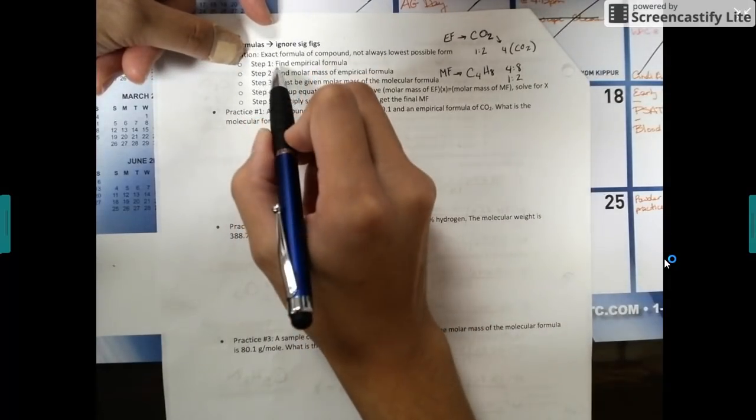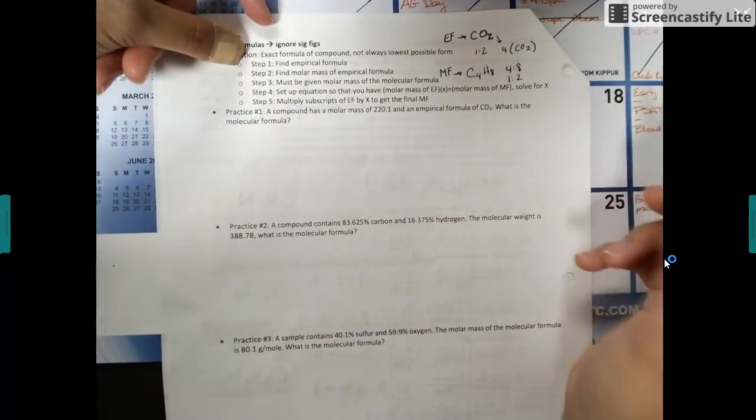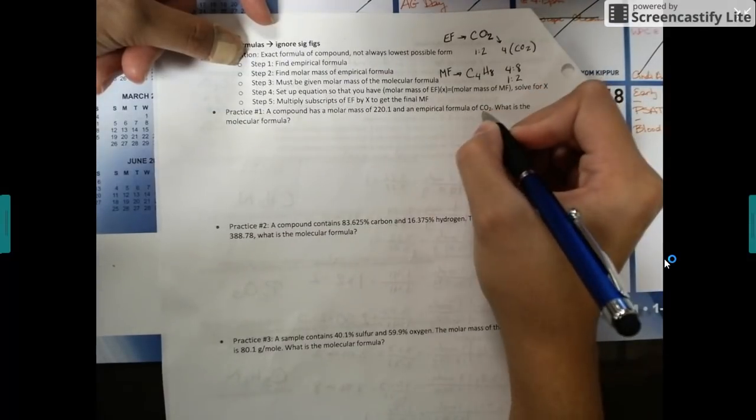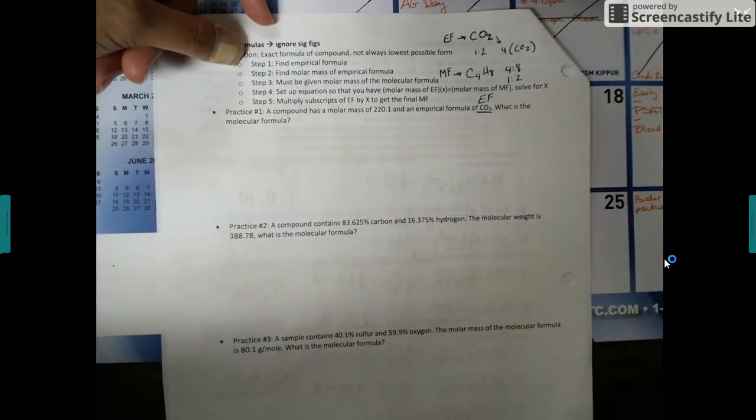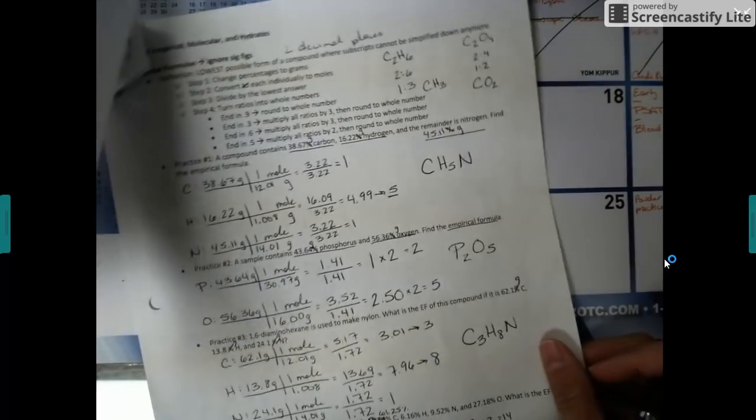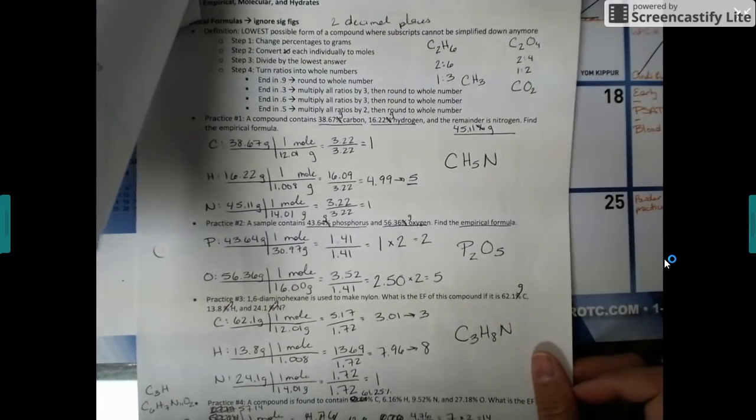Well, the first part, step 1, says find the empirical formula. It tells me here that there's the empirical formula. I'm going to label that EF. That's not always the case, though. Sometimes you will be given percentages, like you were given percentages on the front practice, and you have to find the empirical formula. In this problem, it already tells you.